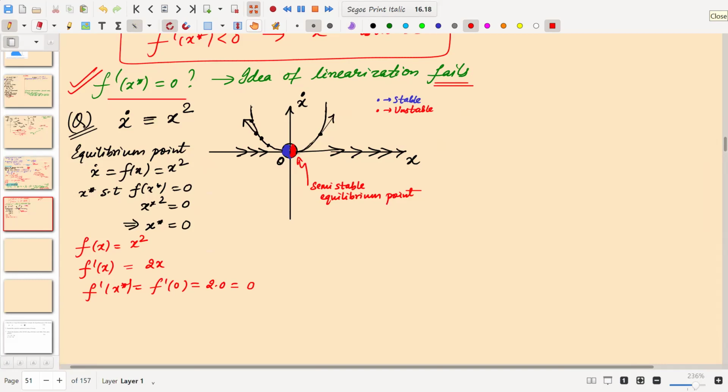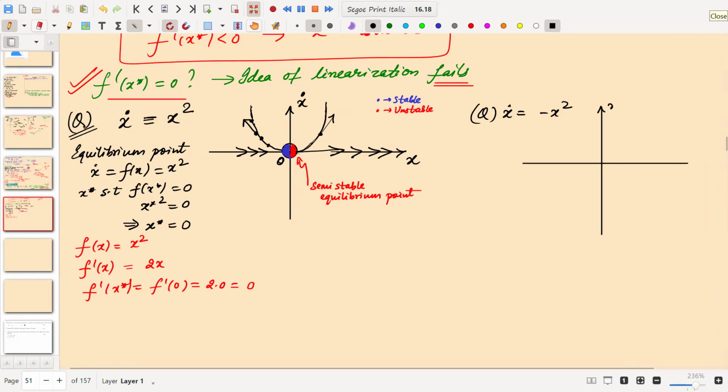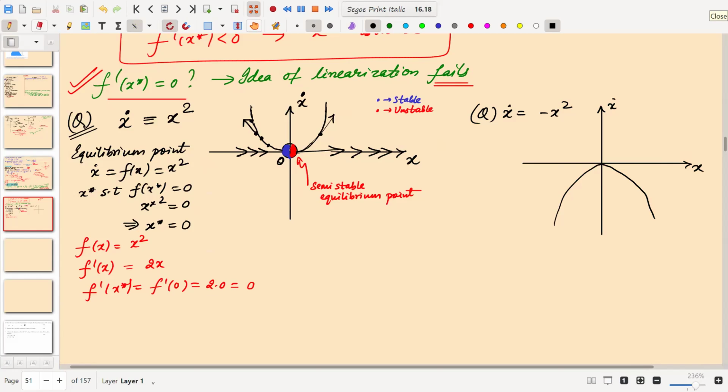Okay. Now let us look into the other case. The second question is x dot is equal to minus x square. So how will it look? You have x dot, you have x. So it should be downwards, right? If it is downward, it should look like this. I mean, it has to be more smooth, but anyway, it's fine. So can you tell me what will happen? As you know, for x dot equal to minus x square, the equilibrium point is also the origin. Equilibrium point is x star equal to 0.